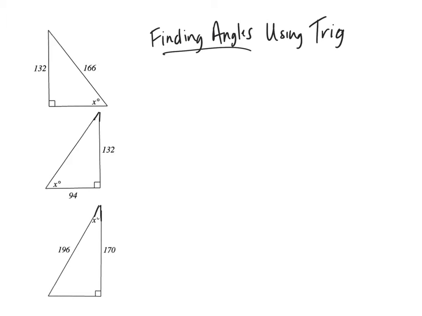Here are a few examples of using trigonometry to find angles. The main thing to remember about finding an angle using trigonometry is that you're using the inverse function. Inverse functions are used to find angles. So if I was looking for x in the top triangle there, it all goes back to SOHCAHTOA.